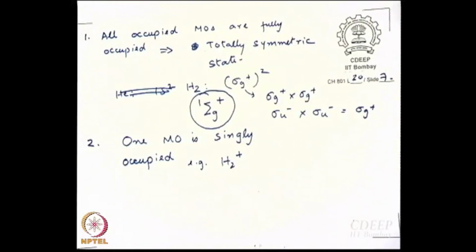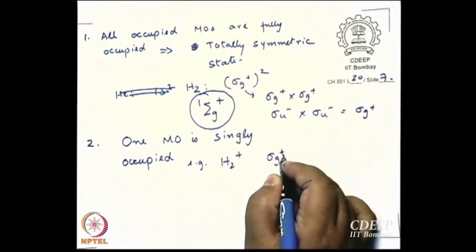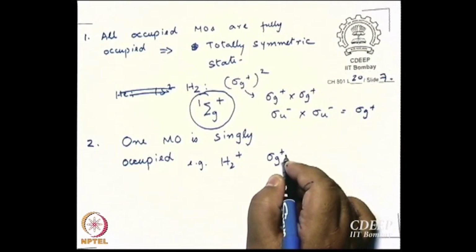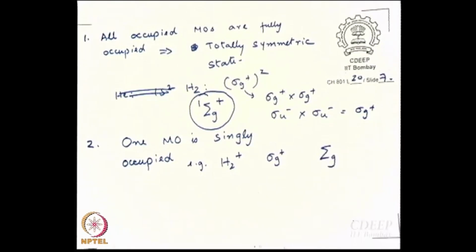H2 plus. I stick to H2 plus. What is the electron configuration here? Sigma g plus. So, what will the state be called? I think you can now figure it out. It will still be called sigma g. In case there is only one electron, you do not even have anything to take a direct product for.